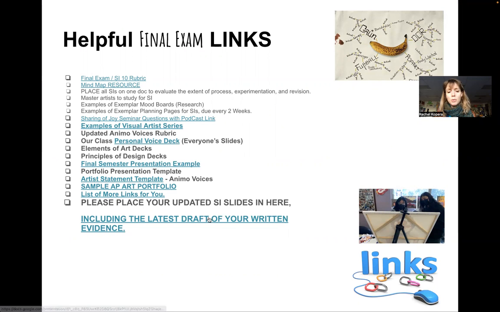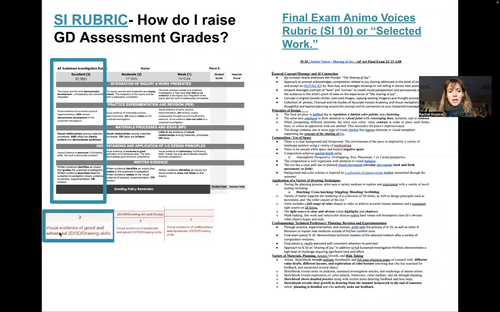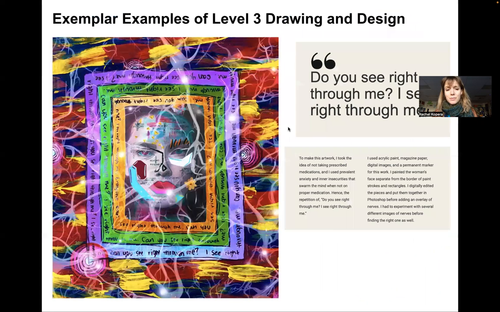Notice that we're doing really well, but currently our slides in this bottom are missing written evidence, and they're also missing revision, refinement, and research. Here is the band we need to be scoring in. The Animo Voices rubric is designed to help you to score higher. Here are some exemplars of revision, discovery, and processes.